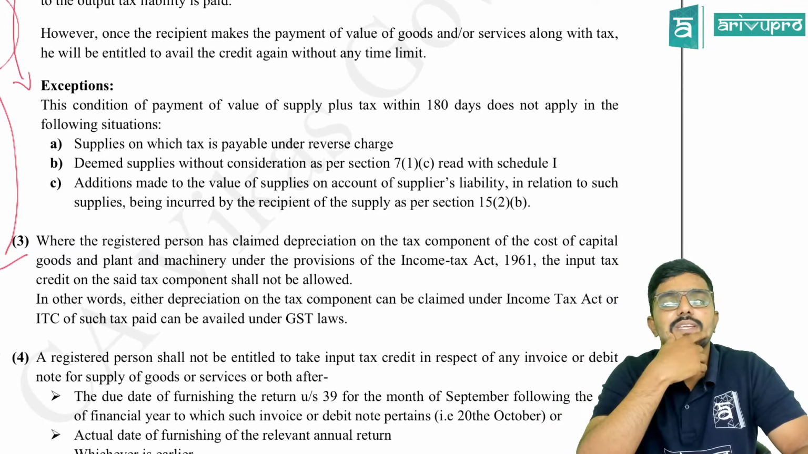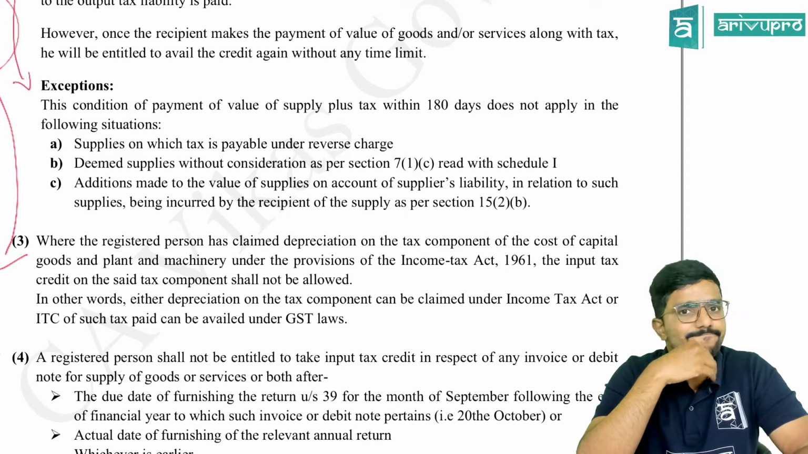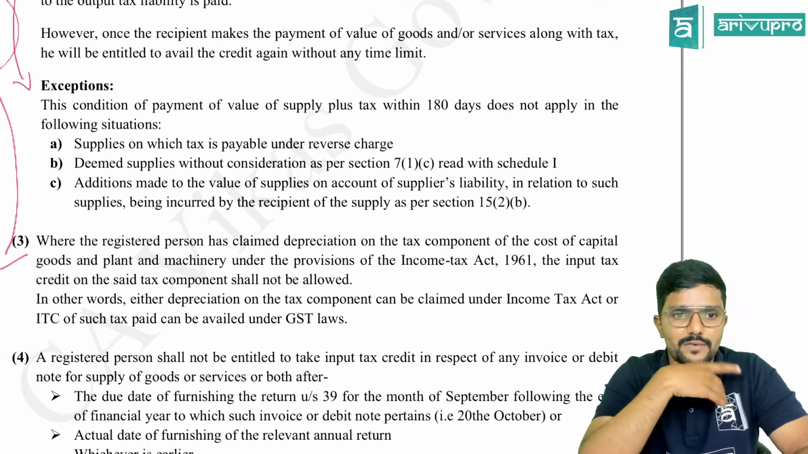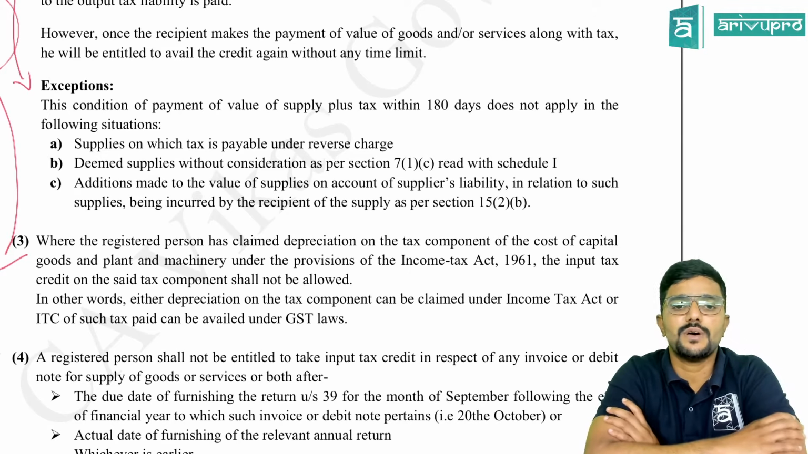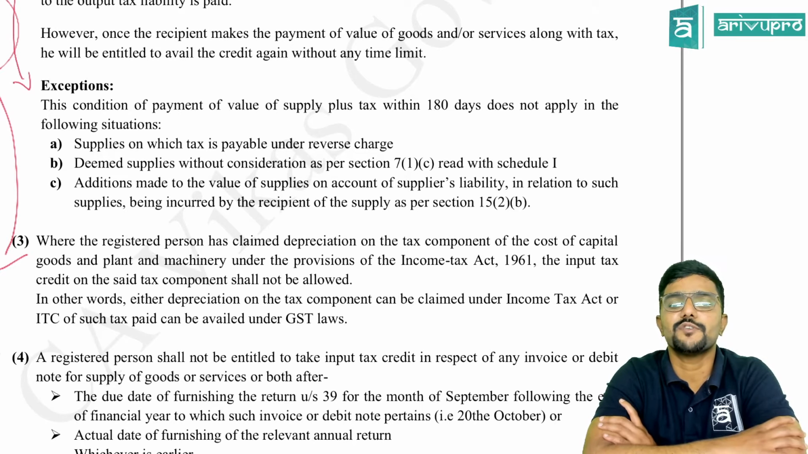Recipient is not paying anything as there is no consideration. Agree? Yes, sir. Second one. All 4 paras are covered there. Then the last one. Additions made to the value of supplies on account of supplier's liability in relation to such supplies being incurred by the recipient of supply as per section 15(2)(b).